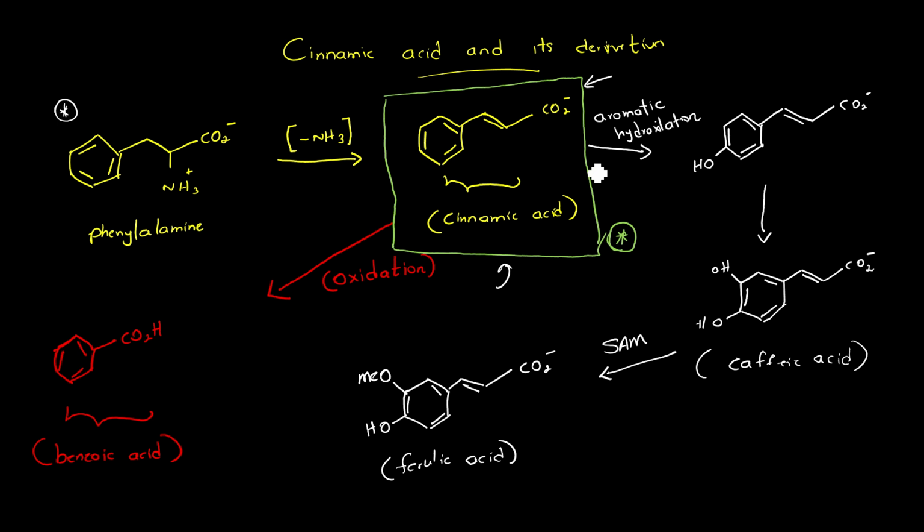But the other thing is we need to talk about its derivatives. The first one is oxidation. You can do a basic oxidation here, but instead of normal organic reagents, this happens in a biological system. So instead of reagents there are enzymes. In this oxidation, you can see we can obtain benzoic acid from cinnamic acid.